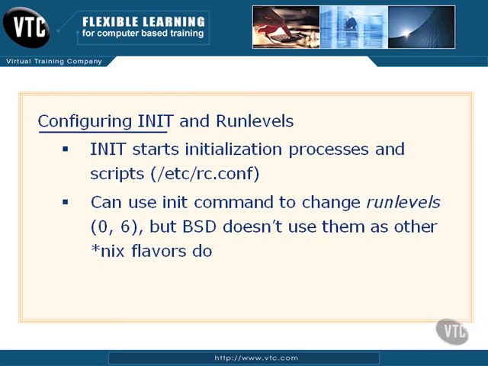Now you can use the init command by itself to change run levels, such as to 0 and 6, but you need to understand that BSD doesn't use run levels the same way as Linux and other NIX platforms do. Other Unix platforms, other Linux platforms can use different run levels, such as 5 and 1 and so forth, but BSD doesn't support all of those, so that's something you need to know up front. So I would recommend that for your particular Unix flavor or Linux flavor, you do a little research and figure out exactly how that particular brand of Unix supports run levels.